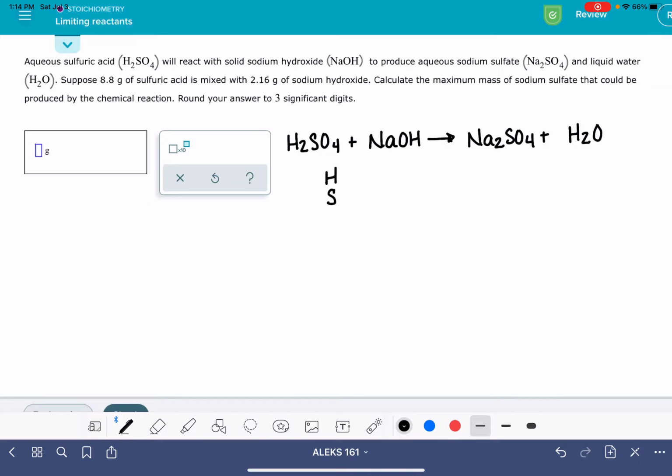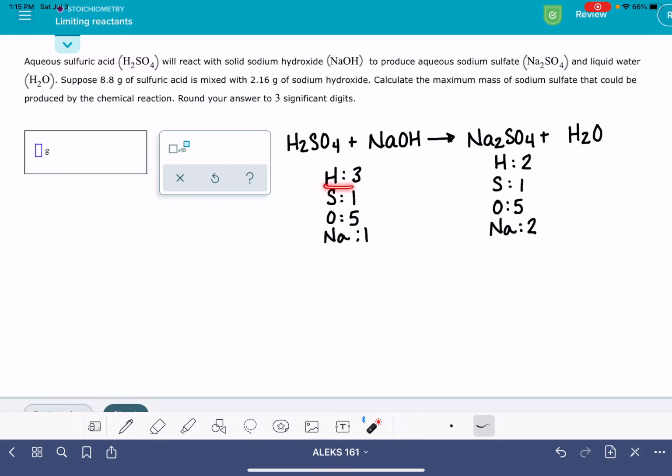On the left side, we have hydrogen, sulfur, oxygen, and sodium. On the right side, we want to make that same list in the same order: hydrogen, sulfur, oxygen, and sodium. On the left-hand side, initially, we've already counted our hydrogen. We have 3. We have 1 sulfur. We have 1, 2, 3, 4, 5 oxygen atoms, and we have 1 sodium. On the right-hand side, we have 2 hydrogens, 1 sulfur. We have 1, 2, 3, 4, 5 oxygens, and 2 sodiums.